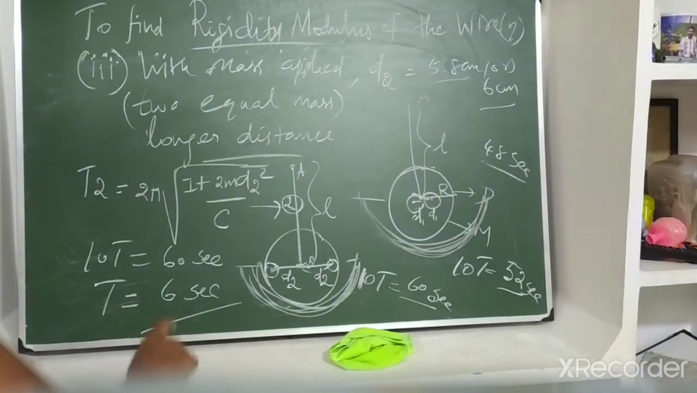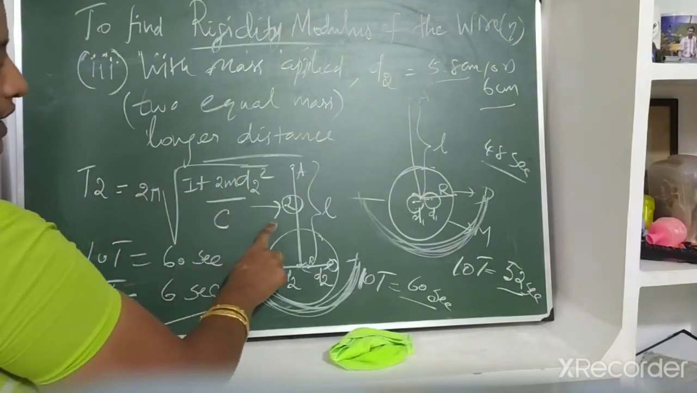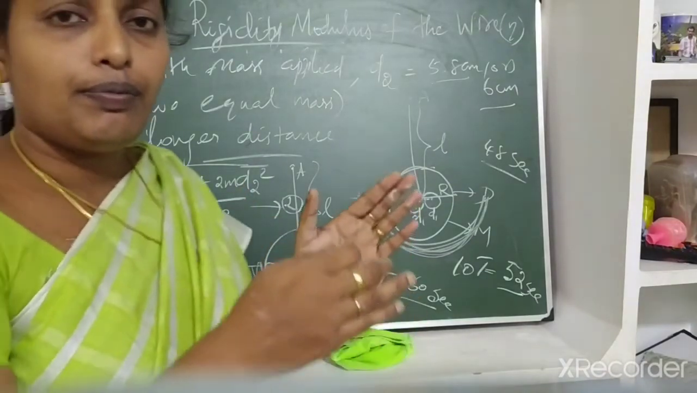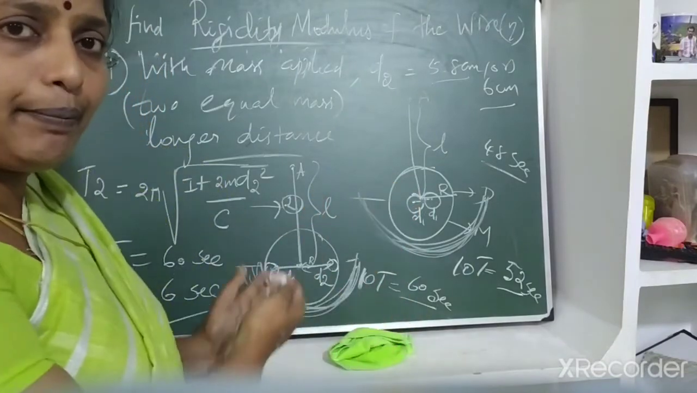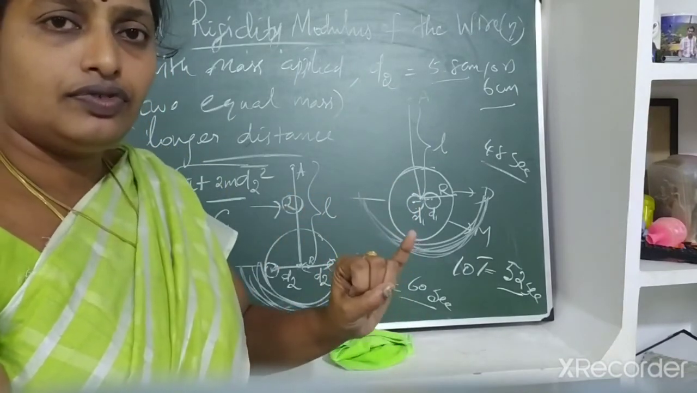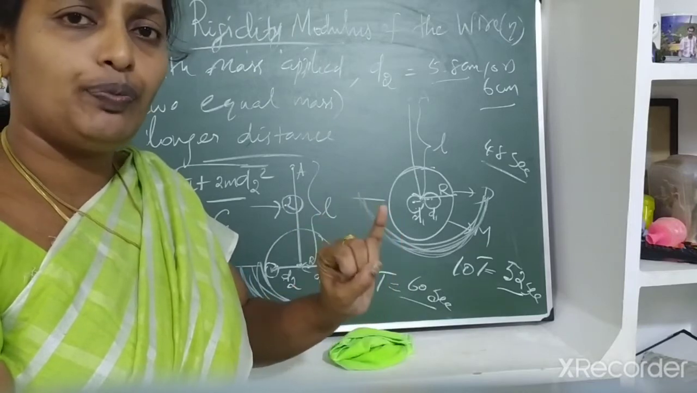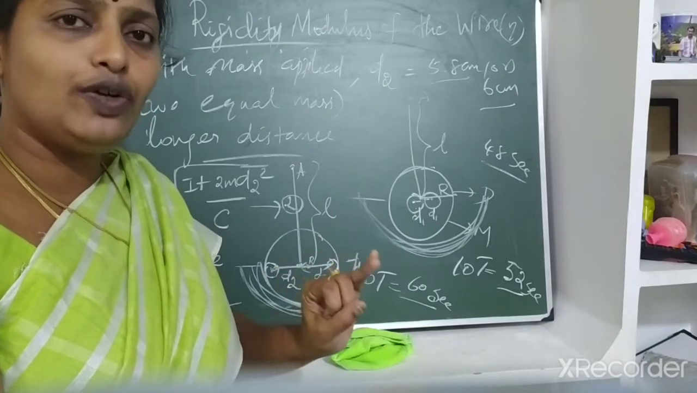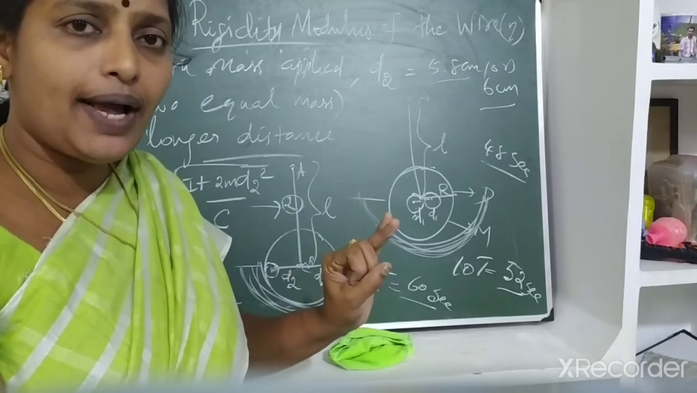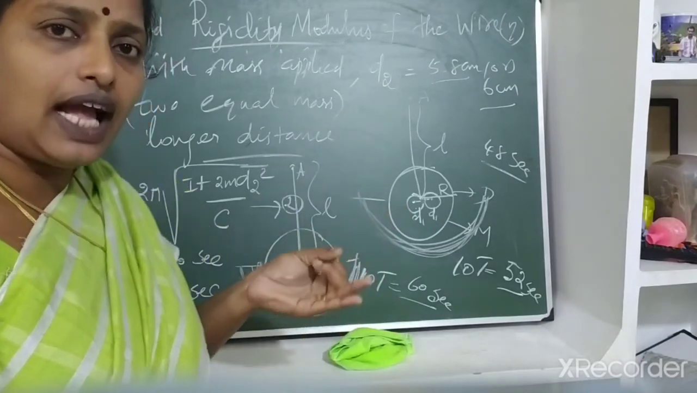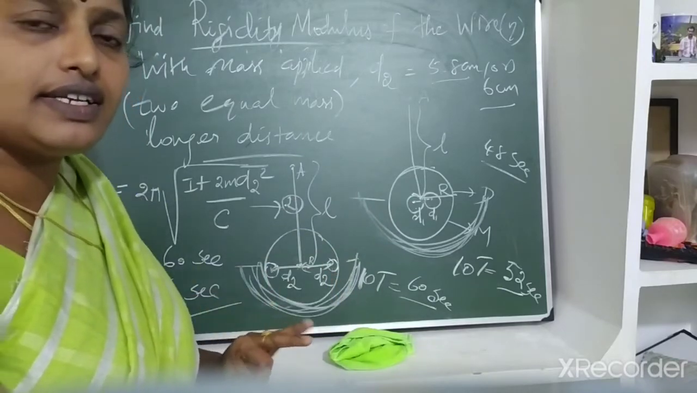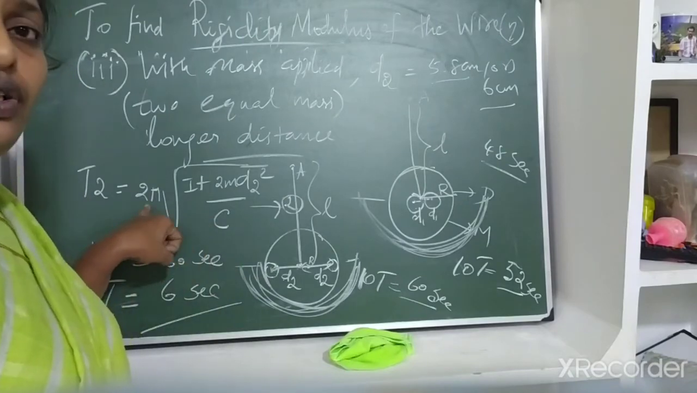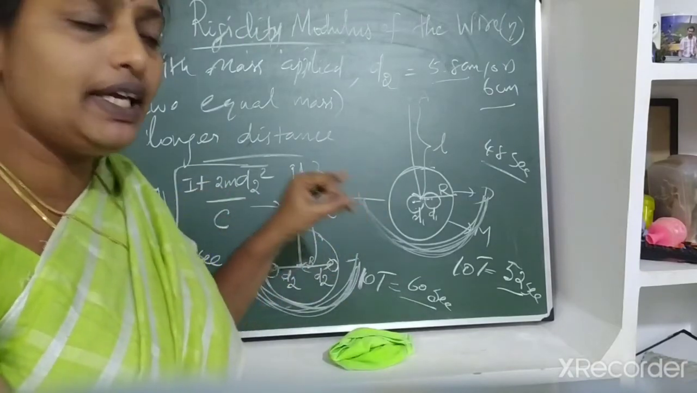A similar procedure to find T2, that is equation number 2. Consider the three possible conditions. T without mass is 2 pi root of I by C. With mass applied at a distance D1, T equals 2 pi root of I plus 2m D1 square by C. And with mass applied at the maximum distance D2, T2 equals 2 pi root of I plus 2m D2 square by C.